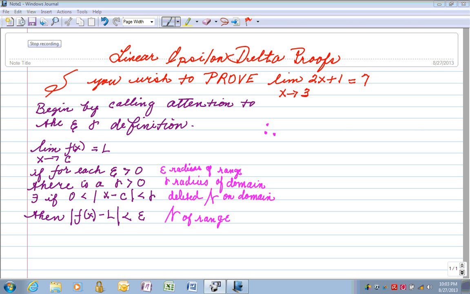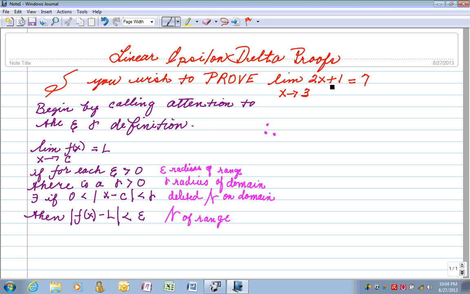Tonight we're going to do the linear epsilon delta proofs. Suppose, for some reason, namely me, you want to prove that the limit of a linear function 2x plus 1 is equal to 7 as x approaches 3. Obviously, it equals 7 by substitution.